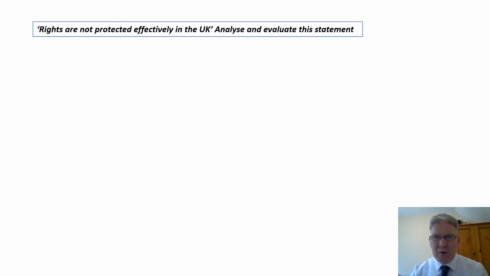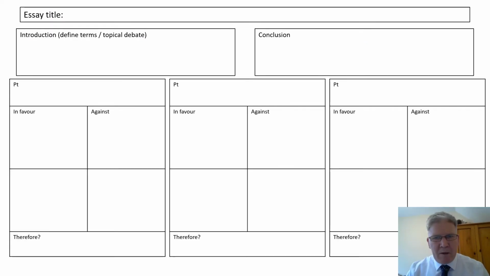Hi, I'm going to take on the question of rights not being protected effectively in the UK. So we're analysing and evaluating this statement, a 25-mark question. I'm going to use this model: an introduction potentially, then three different points, the arguments for and against each, and then finishing with a conclusion. Maybe this is how you would approach it.